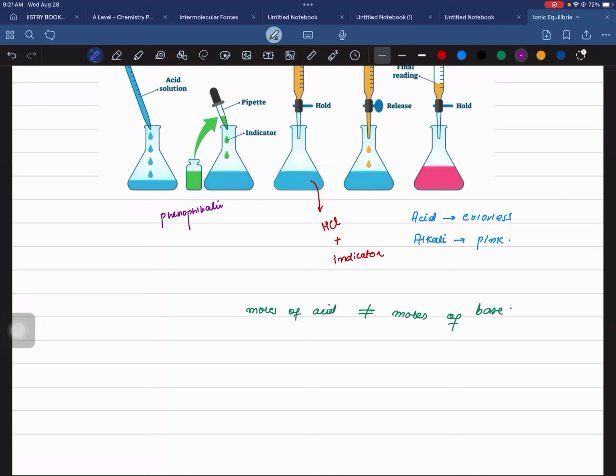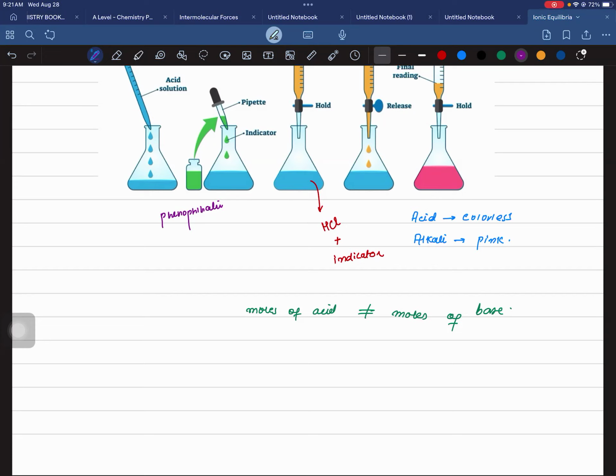What is the benefit of the pH titration? In this titration, we are not going to use any indicator. We would have just a pH meter.